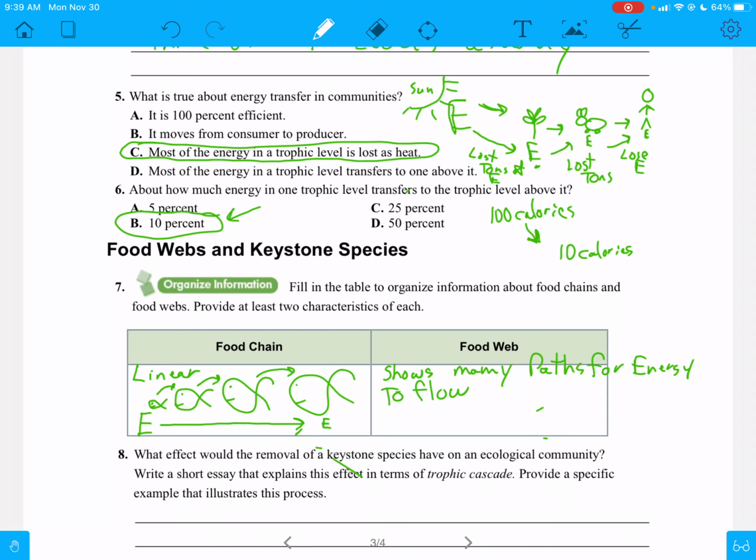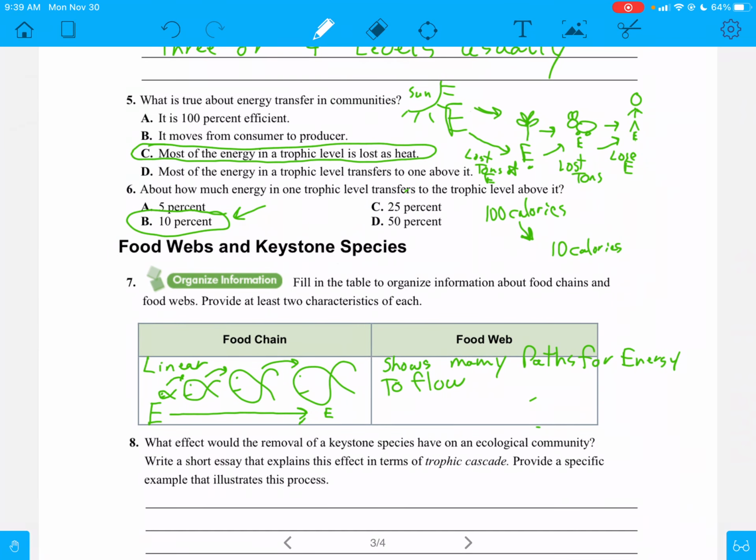Okay, so let's see. I'm looking at number 8 here real fast. I'm trying to cruise through these as fast as I can. I don't want to get sidetracked too much. I know you guys don't want to watch videos all day.